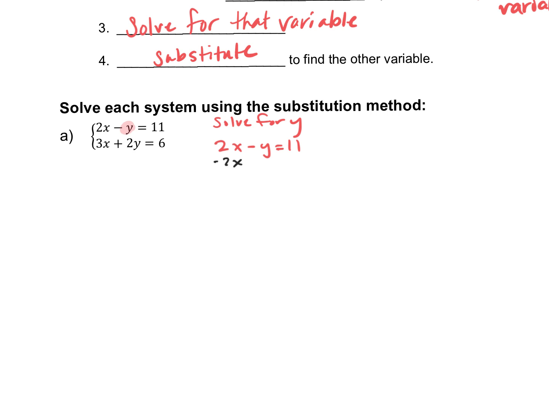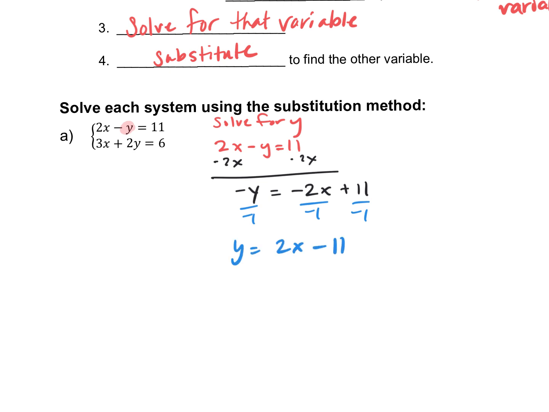Subtract 2x from both sides. I highly recommend, you don't have to, but when it comes to these, I always write it in slope-intercept form so I can see it. Now I have a negative y, so I have to get rid of the negative. I tell students to divide by a -1. You can multiply by a -1. You may have been taught just to change the signs, which is fine. So that gives me y equals 2x minus 11.